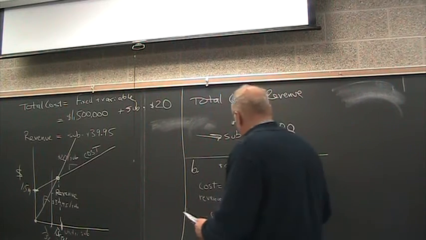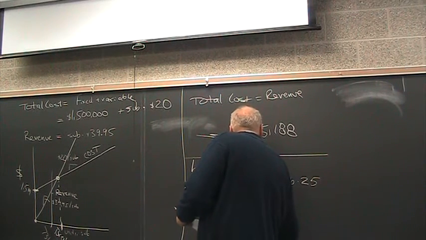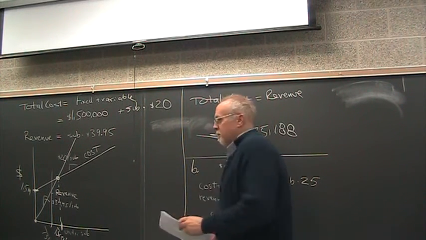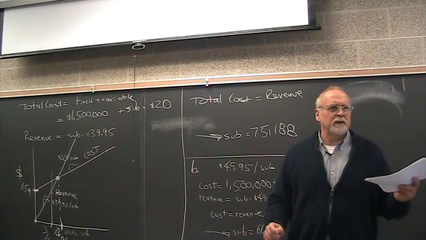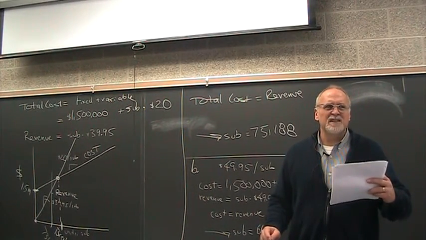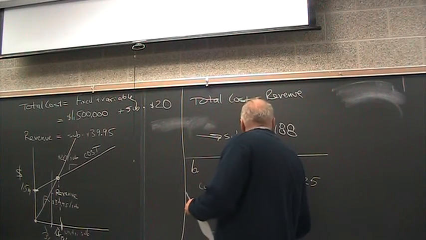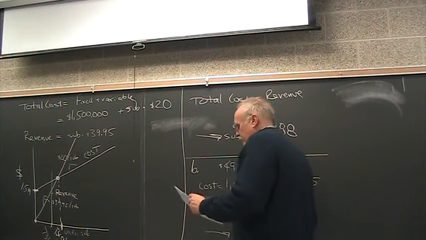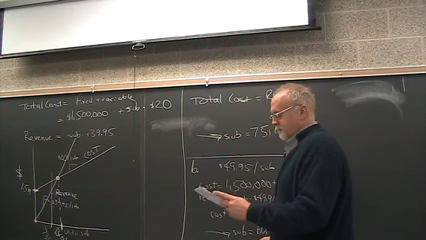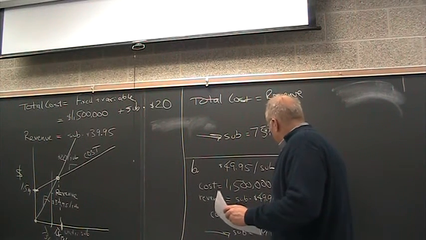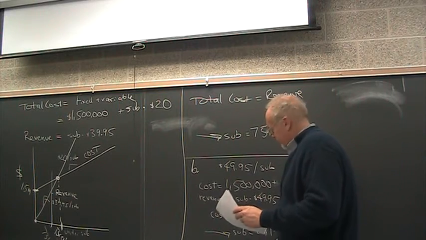60,000. You got 60. 120. 121. 120-ish. It's that last customer we need right there.